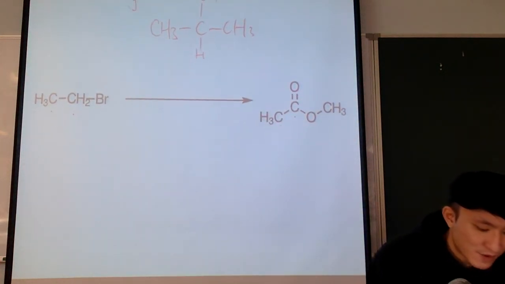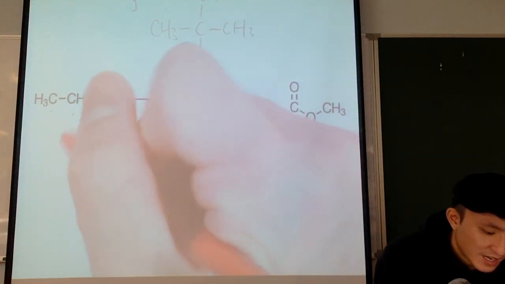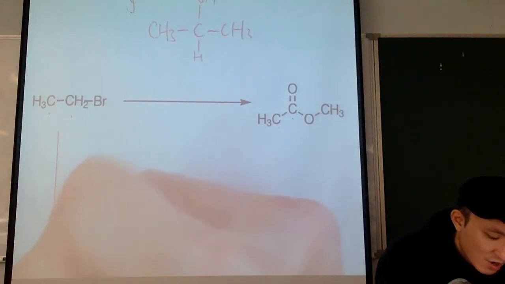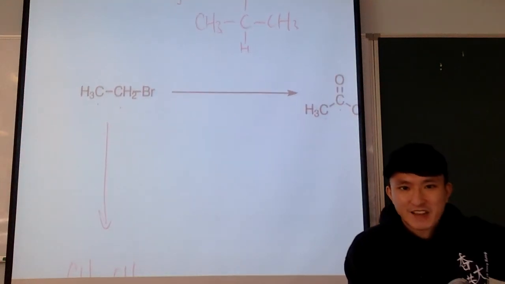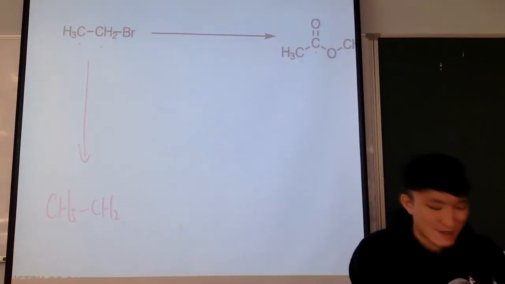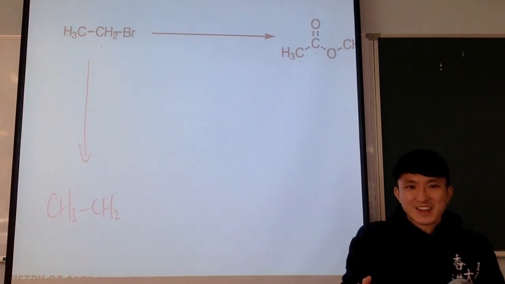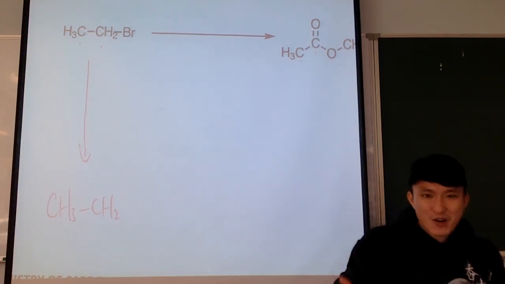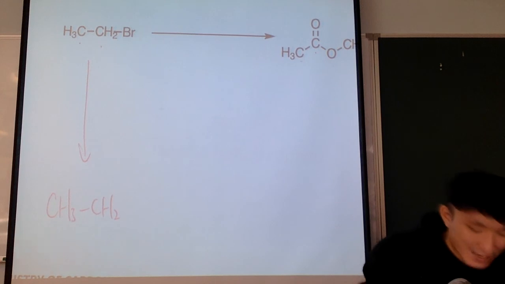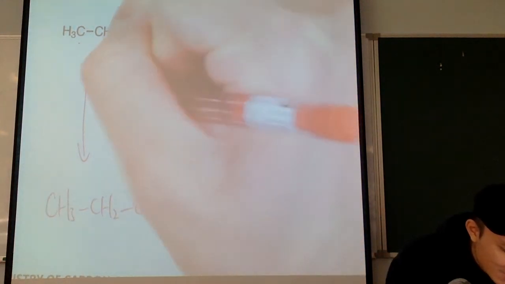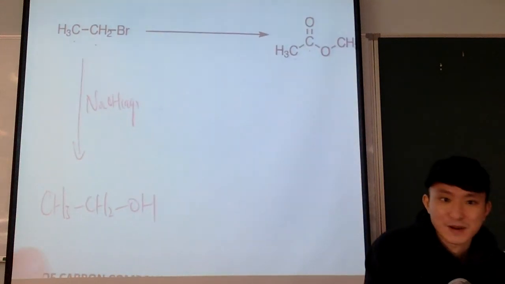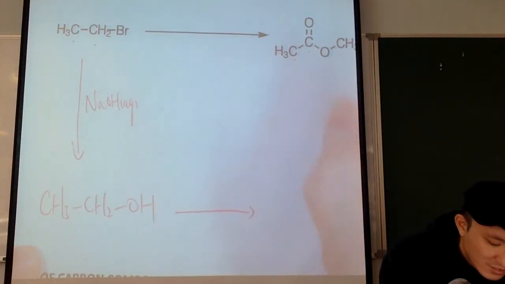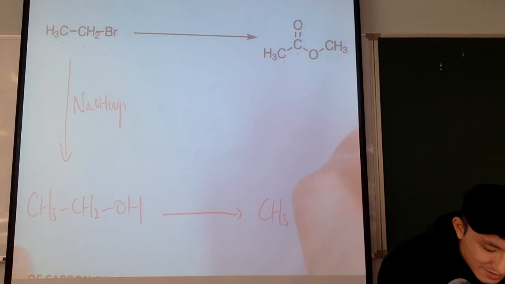So first of all, you need to change the haloalkane into an alcohol. As a matter of fact, this is the only reaction for haloalkane, right? So when you come across a haloalkane, you don't have to think. You need to change it into an alcohol, because there is only one reaction. Into alcohol, you use sodium hydroxide. And then perhaps you need to oxidize it all the way to carboxylic acid.